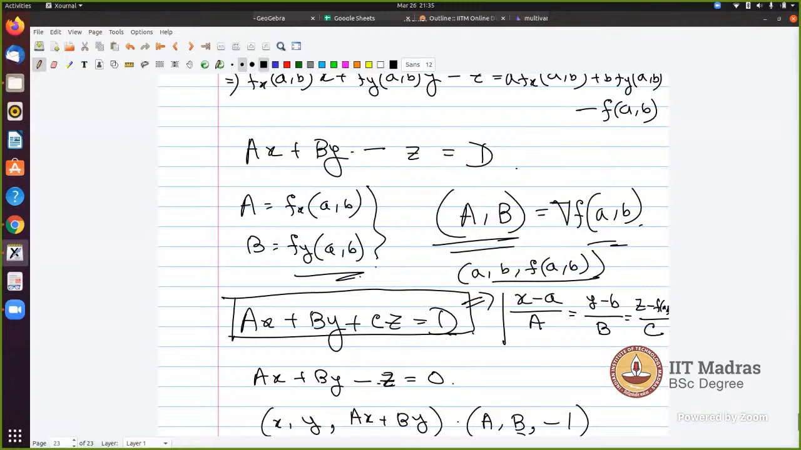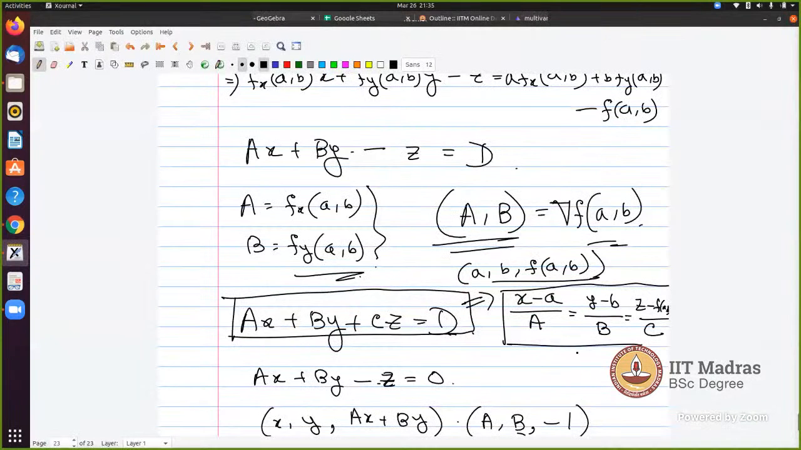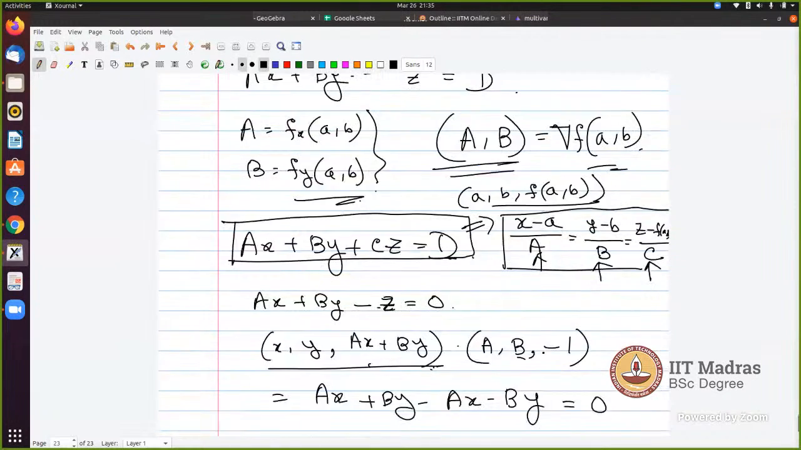This is the equation of the line in 3D, and what you are seeing in this picture is this straight line. That portion is clear. And these are called the direction cosines, which I was telling you about earlier. So this is the line which is perpendicular to this plane.